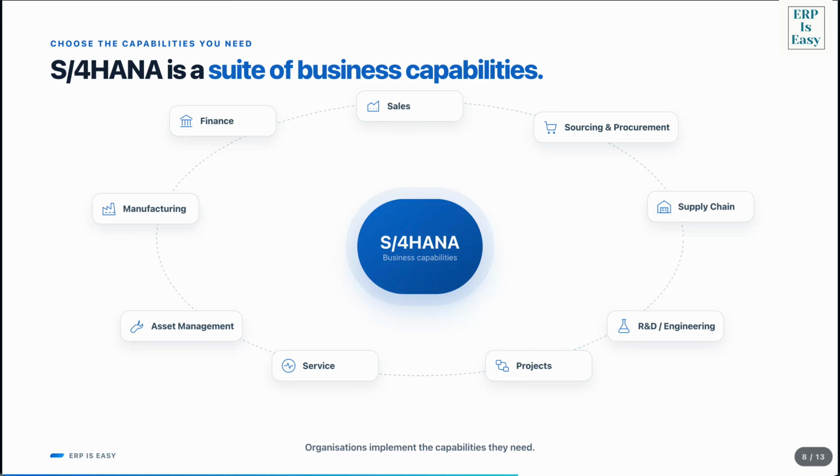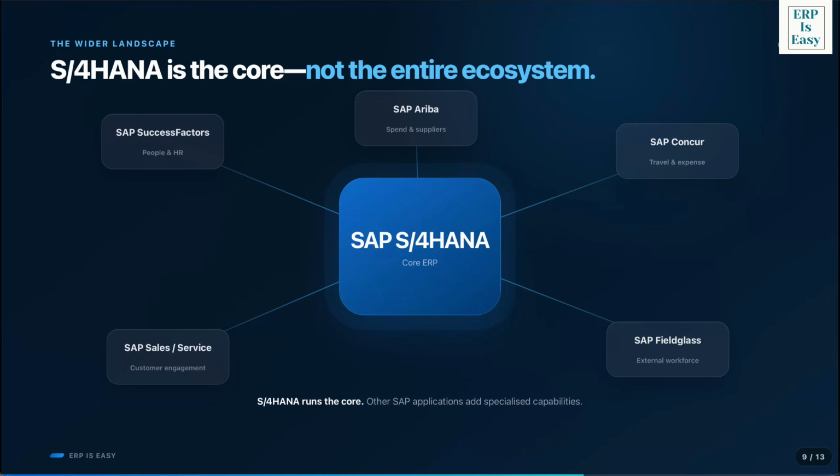But there is another important thing you need to understand. Sometimes beginners assume that every SAP functionality lives inside S4HANA. That is not the case. S4HANA is the core ERP system, but SAP has many other applications that complement it. For example, for human capital management, SAP has SuccessFactors. For external workforce management, there is SAP Fieldglass. For travel and expense management, there is SAP Concur. For procurement and supplier collaboration, there is SAP Ariba. And there are many other SAP applications for different business requirements.